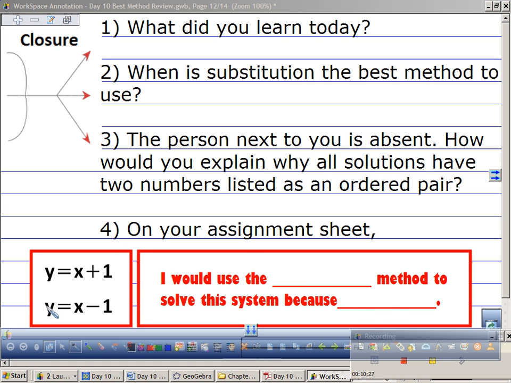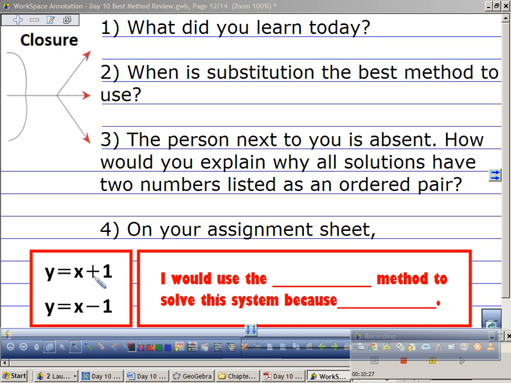Okay, on your assignment sheet, I would use the blank method to solve this system because I've got y equals x plus 1 and y equals x minus 1. Give me some ideas. What do you guys have? Okay, how about Selena? Substitution. Substitution, good. They both equal y, so set them equal to each other. Anybody else? Kalijah, what would you do? Yeah, graphing.